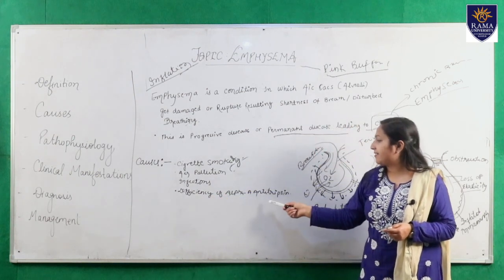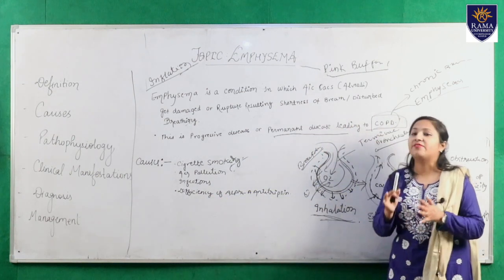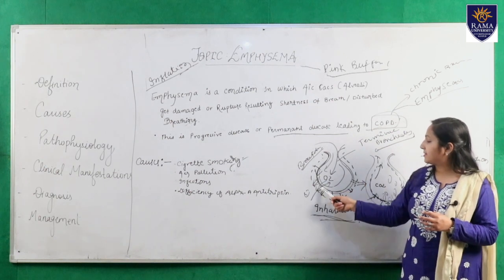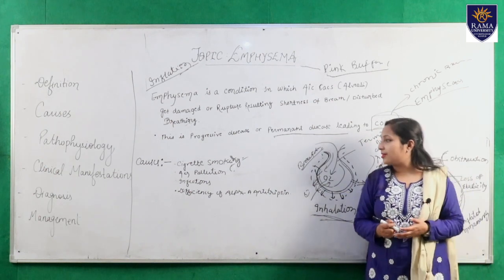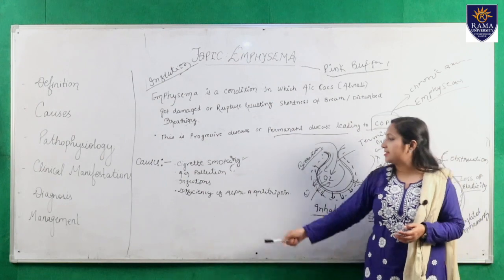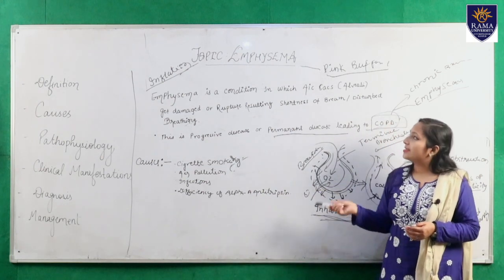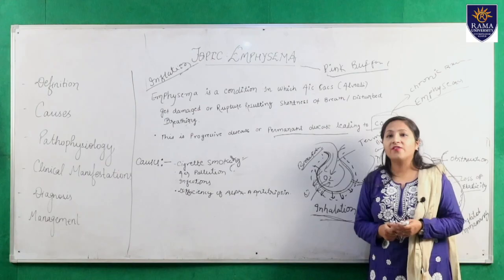The last one is the main cause: deficiency of alpha-1 antitrypsin. This protein is responsible for the inflation and elasticity of the alveolar sacs. But what happens if a person has a congenital deficiency of this protein? He can also suffer from the disease called emphysema.